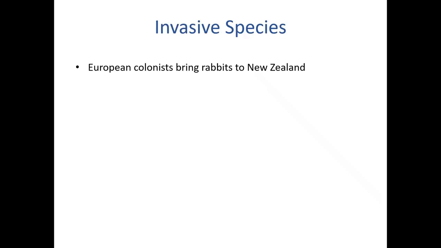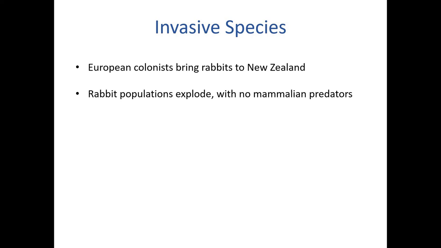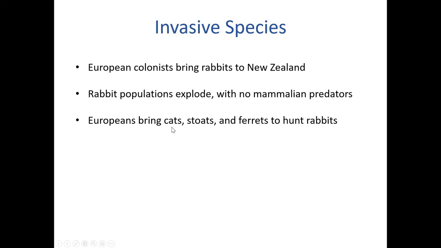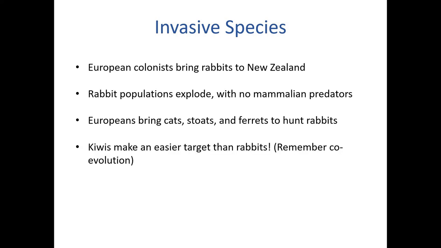When European colonists arrived in New Zealand, they decided to bring rabbits with them for hunting. With no natural predators, the rabbit populations quickly exploded, and so the Europeans had to do more to control them. Their idea was to release a number of predators, like cats, stoats, ferrets, and weasels. All of these were released into the wild in New Zealand in order to hunt and control the rabbit populations. And unfortunately, kiwis made an easier target than rabbits.